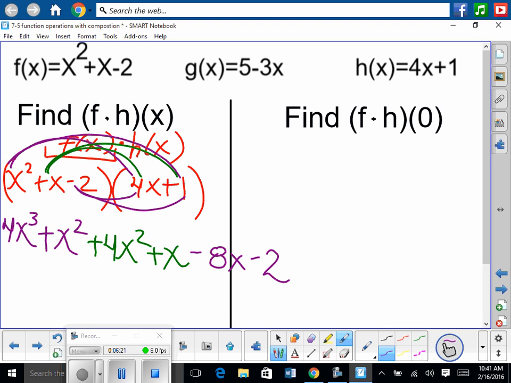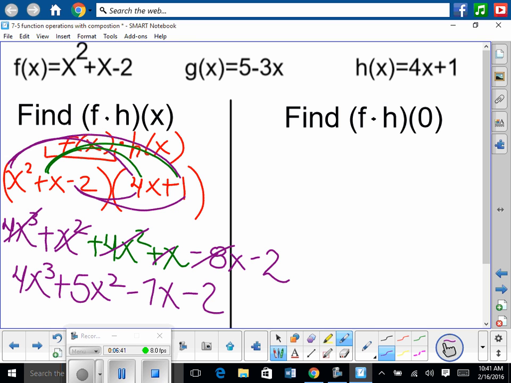Now we'll combine like terms, starting with my highest degree. Isn't that 4x cubed? No other x cubes. 1x squared plus 4x squared, 5x squared. 1x minus 8x, minus 7x, right? And then minus 2. There's f times h of x.